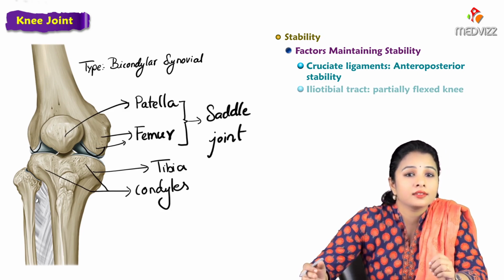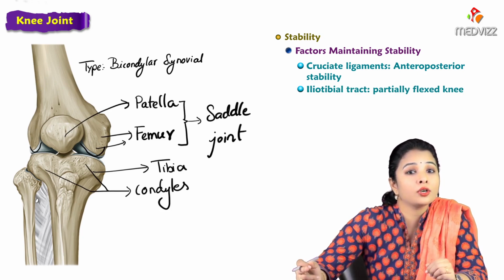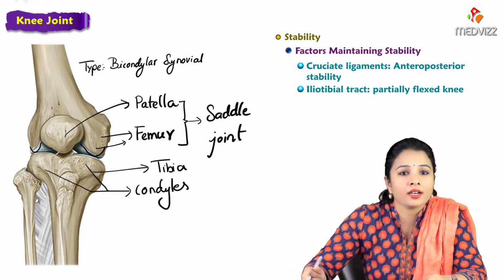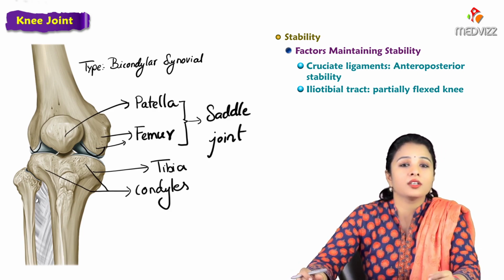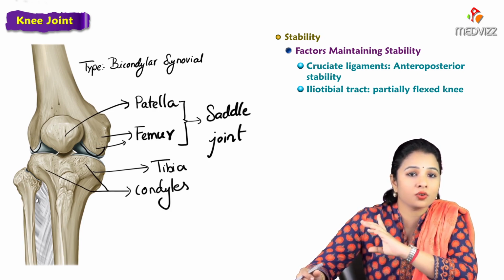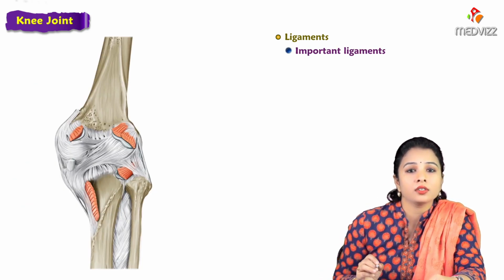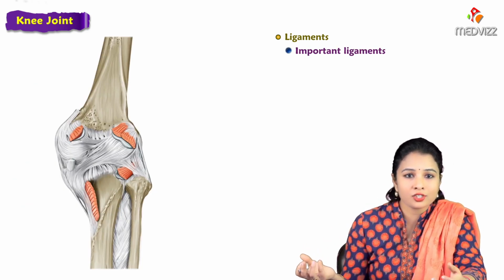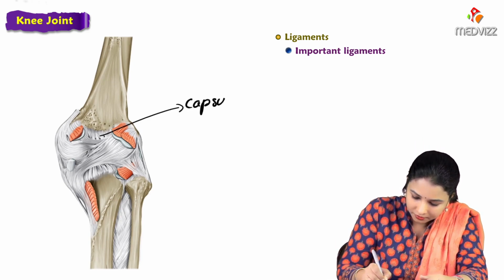And the tract present on the lateral aspect of the thigh is called the iliotibial tract. The iliotibial tract helps in stabilizing a partially flexed knee joint. So these are some of the factors providing stability to the knee joint. Let's talk about the ligaments of the knee, starting with the capsule. As with any other synovial joint, the knee joint also has a capsule.